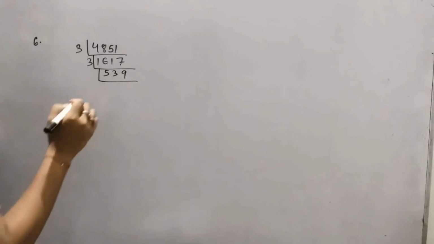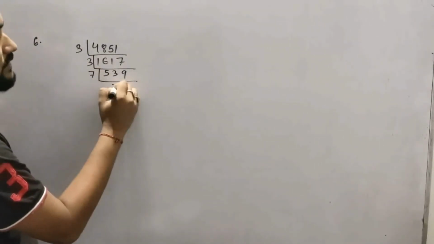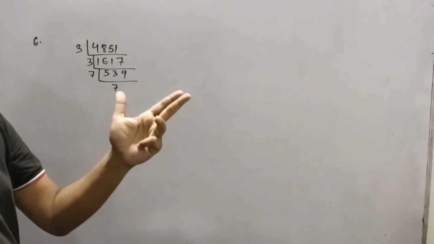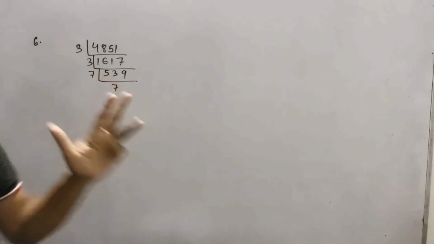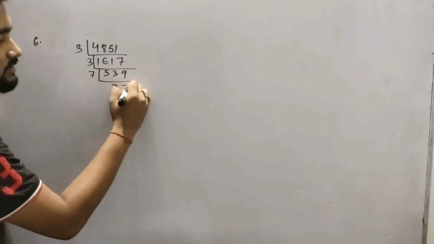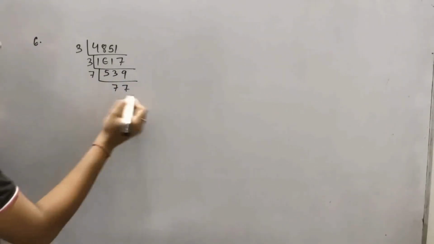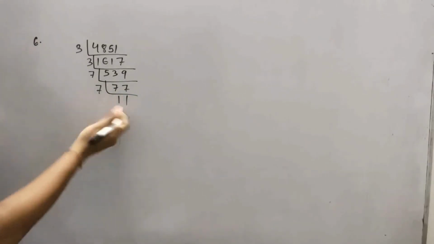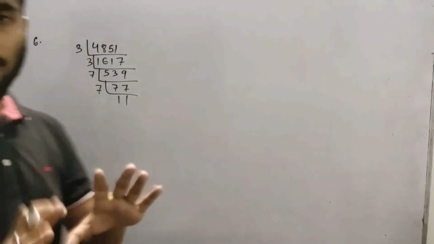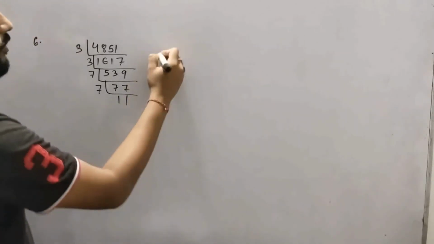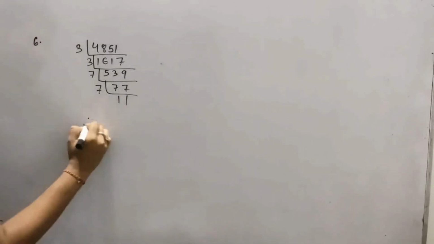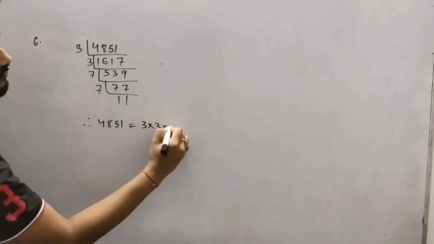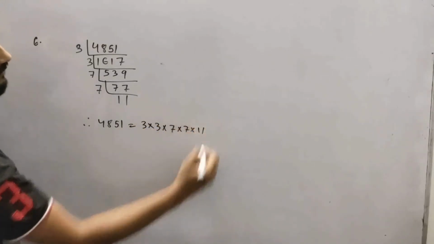So by 7 you will go, 7 7 ja 49. Then again 77 definitely by 7. 7 1 ja 7, 7 1 ja 7. 11 is a prime number, so you can stop here. Therefore 4851 is equal to 3 into 3 into 7 into 7 into 11.